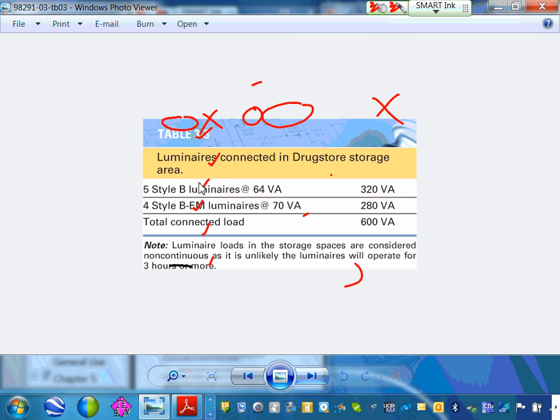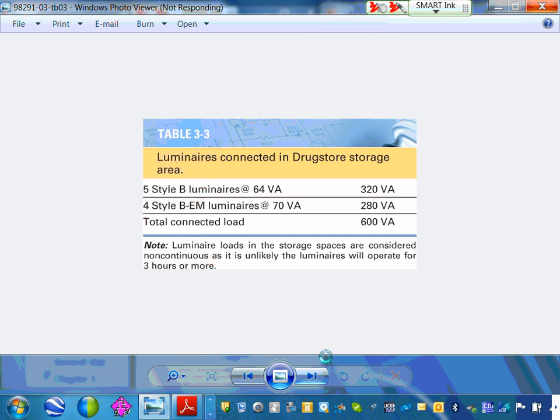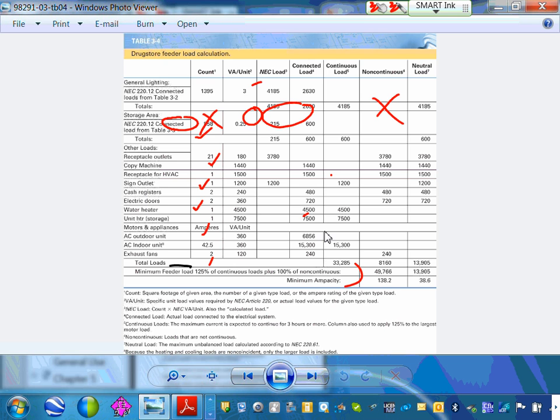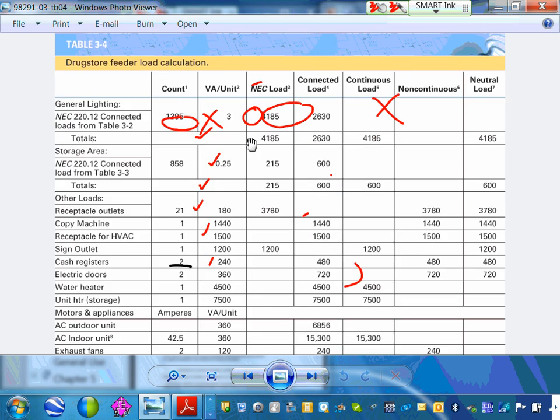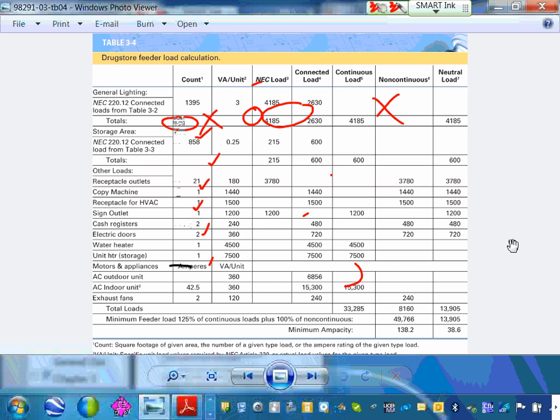Okay. Luminaires connected to the drugstore. These are the luminaires in the drugstore. This is just, guys, the different types of luminaires and the volt-amps for them. The last one that they have for you here is this load calculation that they did. If you guys allow me just a few seconds here to walk you through how they do it.